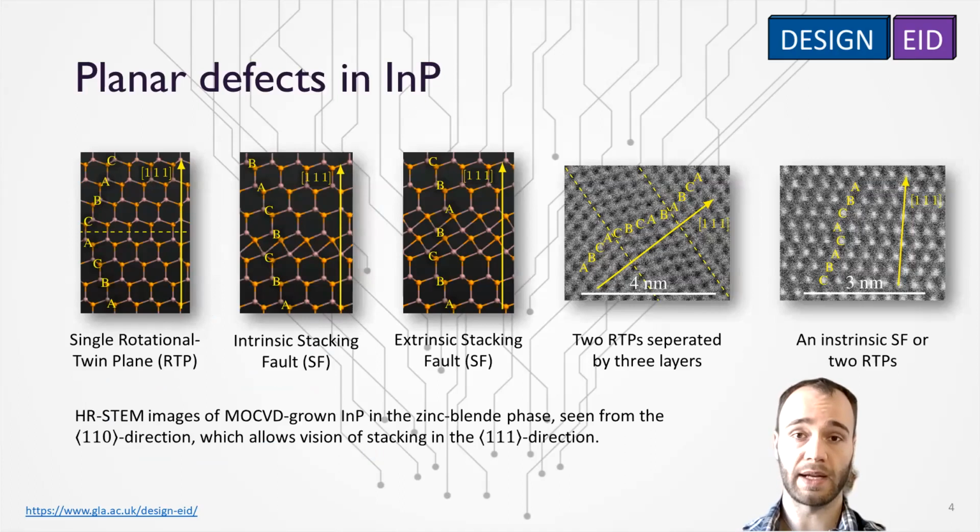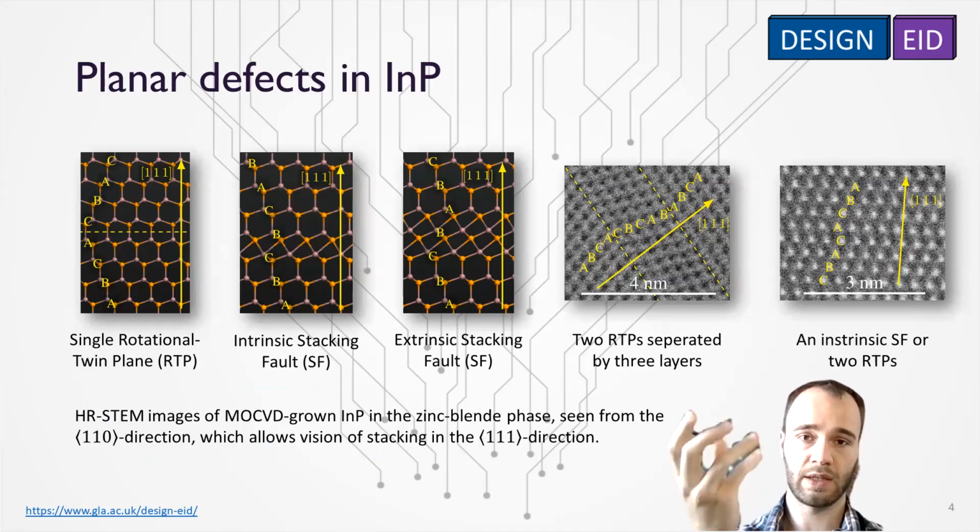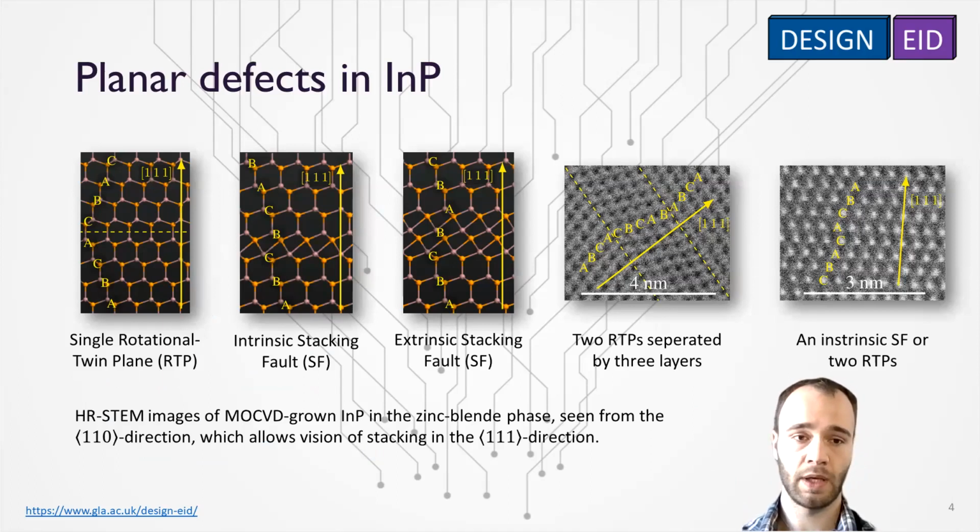The two kinds of planar defects that I'm investigating, the first one of them is seen here on the left, which is called a rotational twin plane, RTP. An RTP is basically a rotation of the lattice by 60 degrees around the 111 direction. And the resulting lattice looks like a mirror image of the other lattice with the atomic species swapped, which is what you see here on the left.